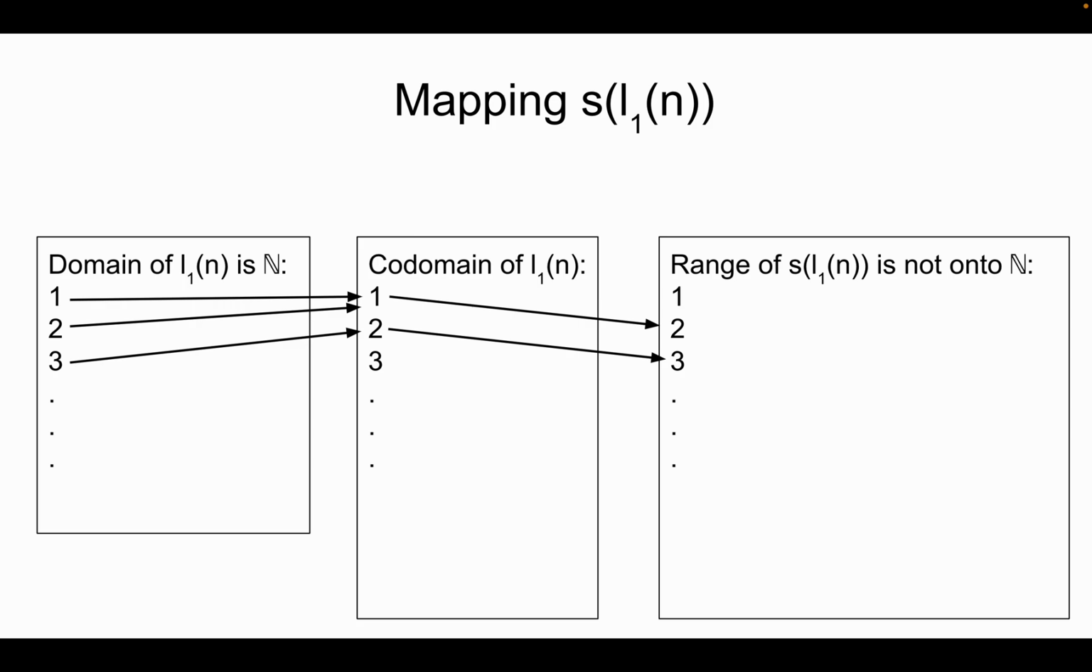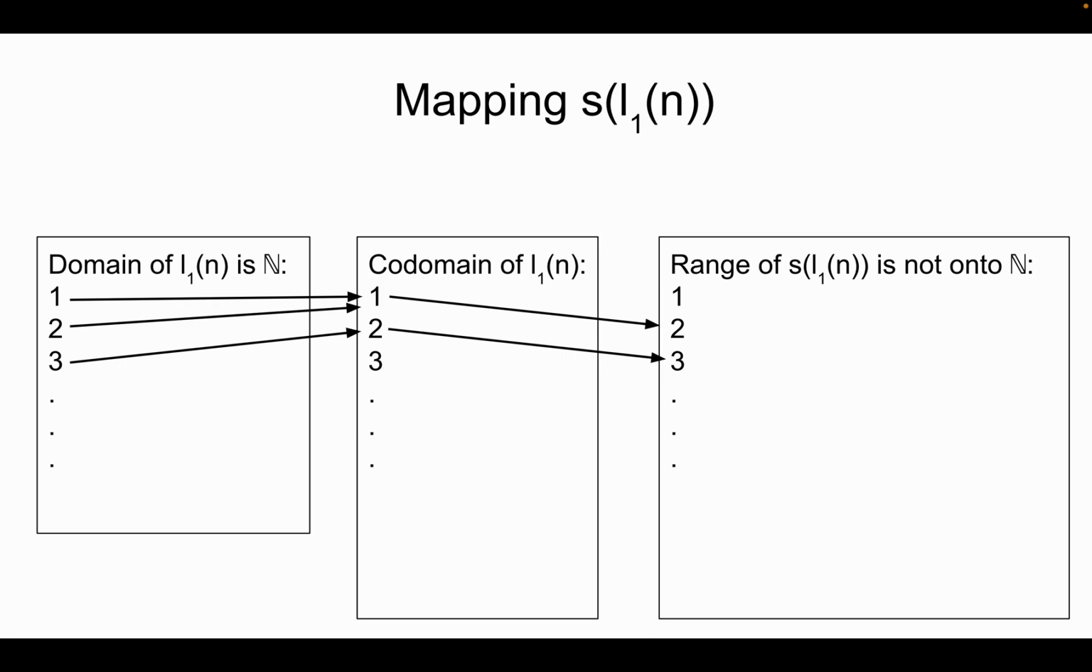So what ends up happening is that the range of S of L sub 1 of n is not onto the set of natural numbers because nothing maps to 1. And I think that's the problem, that's why this isn't a true right inverse, is if I put 1 in for n, I don't get 1 as an output.